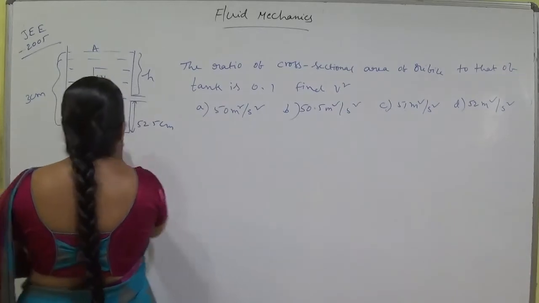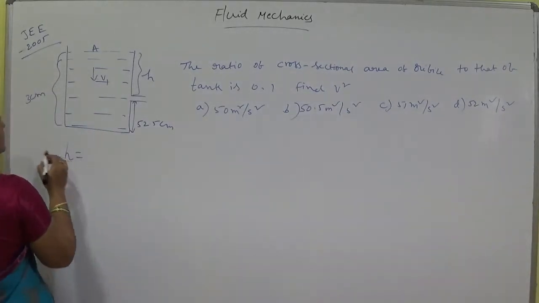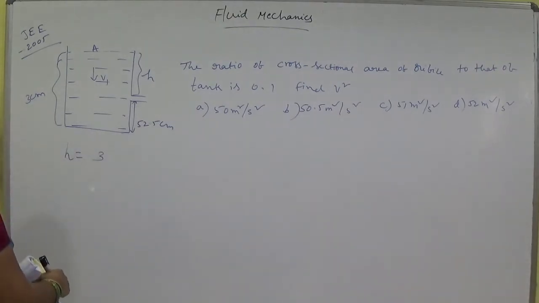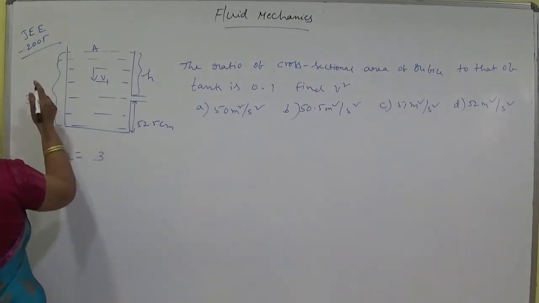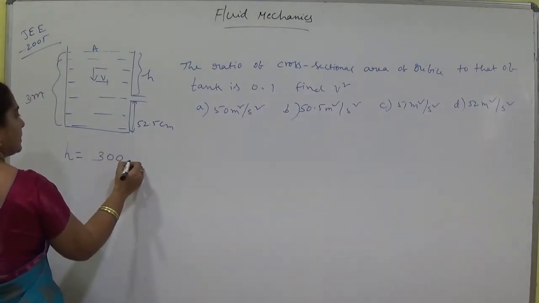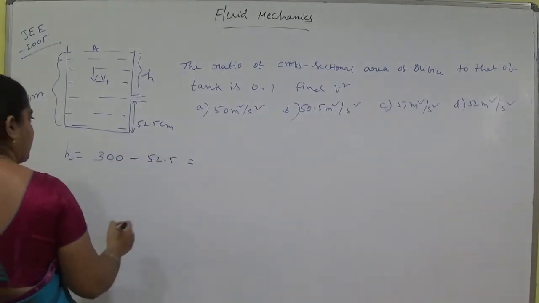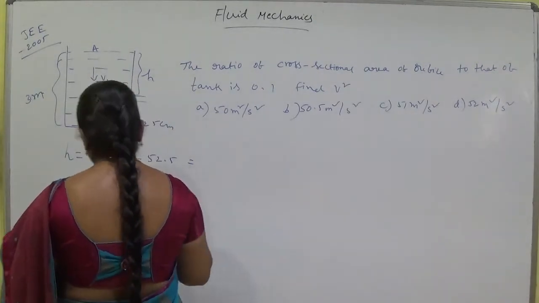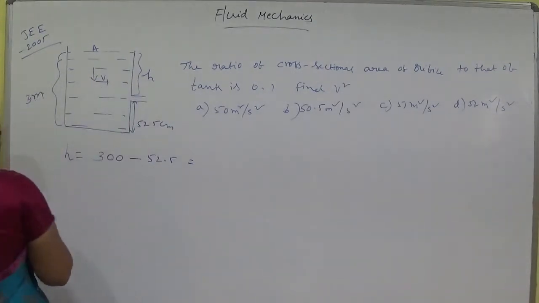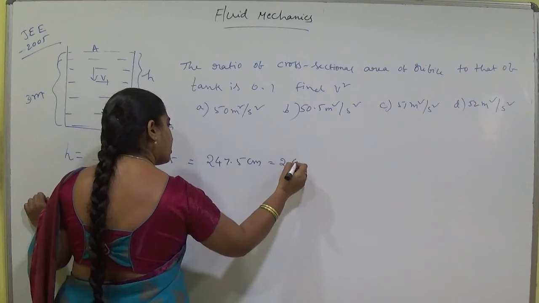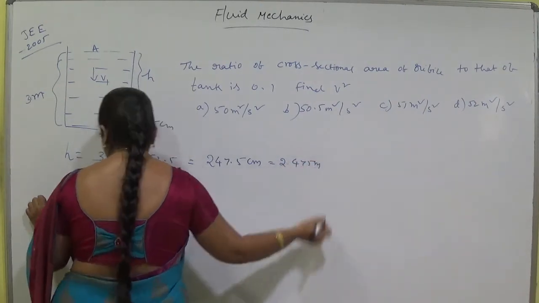H is equal to 3 meters. 300 minus 52.5, if we calculate, is 247.5 centimeters, that is 2.475 meters.